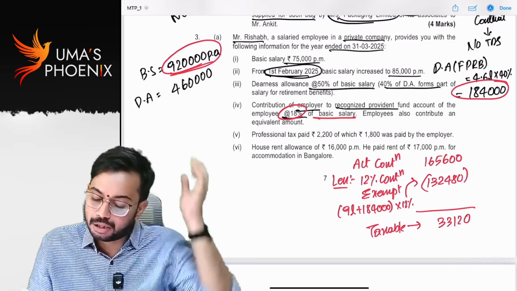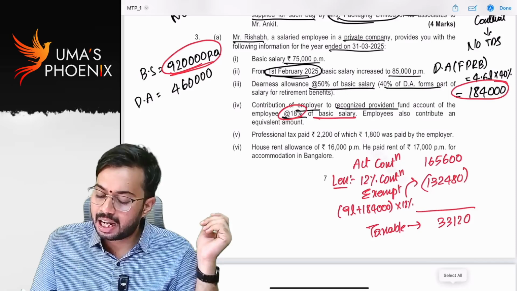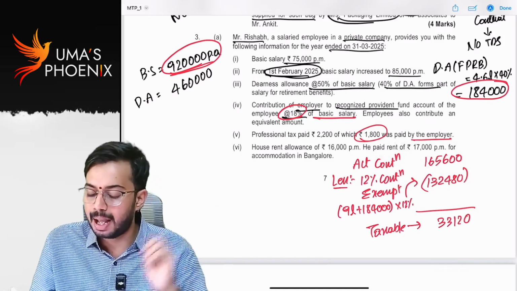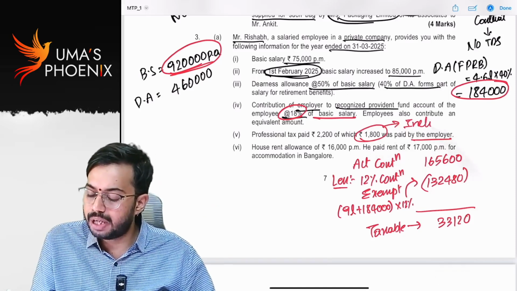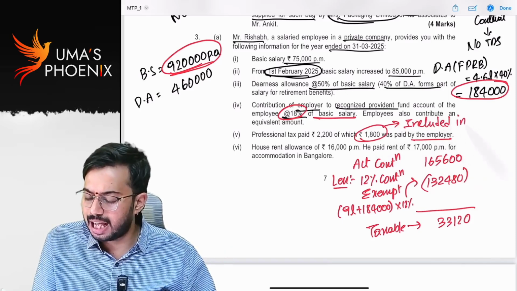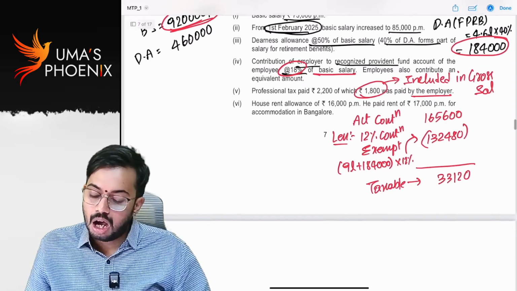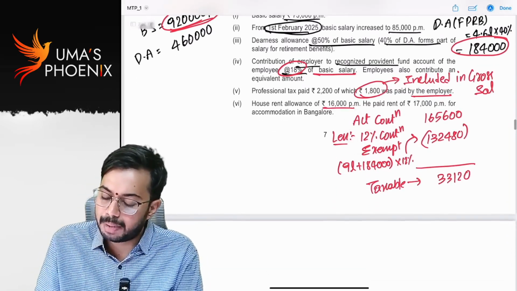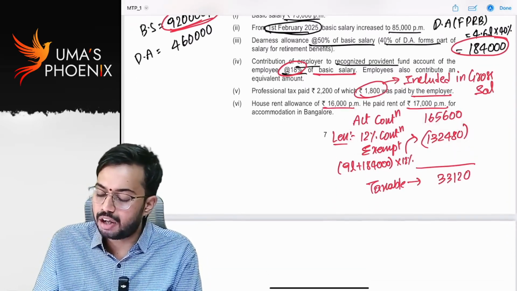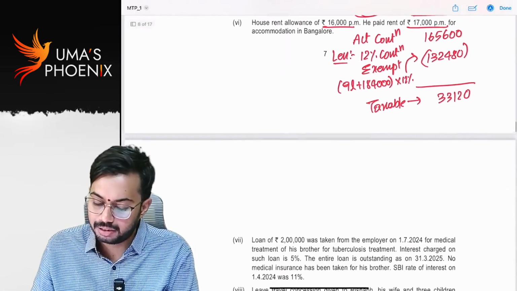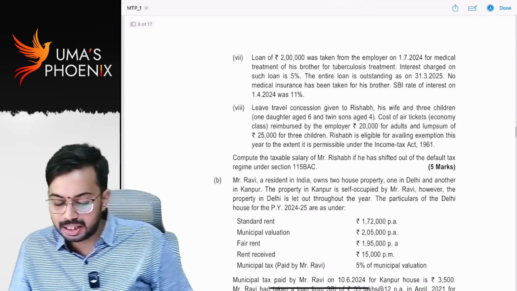Professional tax paid 2,200, 1 lakh 1,800 was paid by employer. So this is included in gross salary. Okay. House rent allowance 16,000 per month. He paid rent of 17,000 per month. So for HRA exemption is allowed, right?